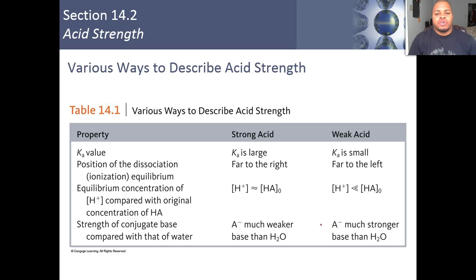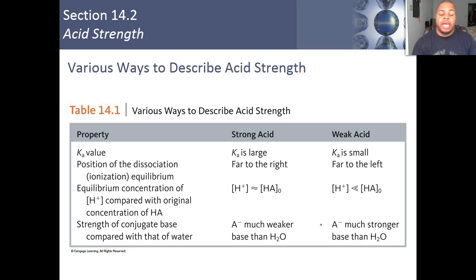Now, how do we describe acid strength? There are a couple of different ways. First is in terms of the Ka value, and I'll have a chart for you all that you can look at of common Ka values. The second is looking at the position of the equilibrium in terms of dissociation. Far to the right, we know it's strong. Far to the left, it's going to be weak.